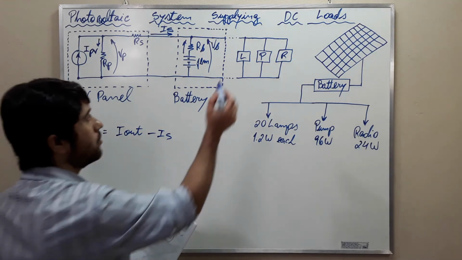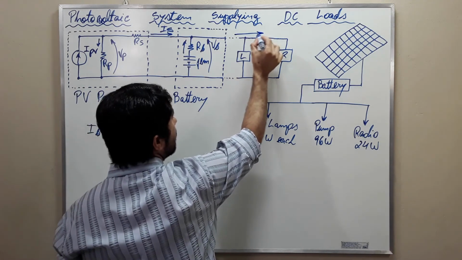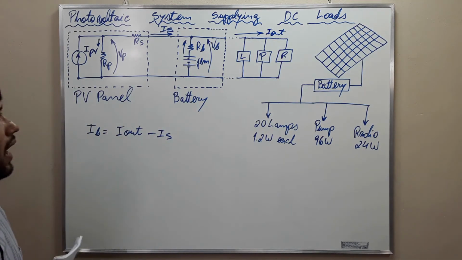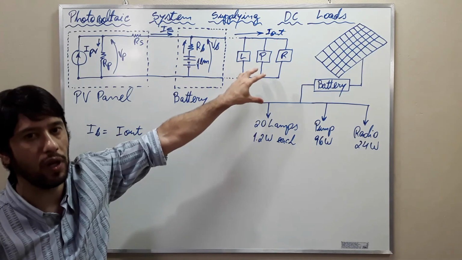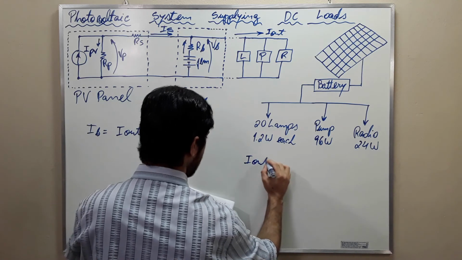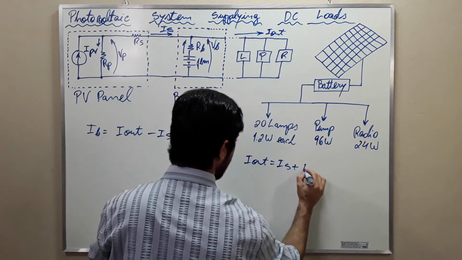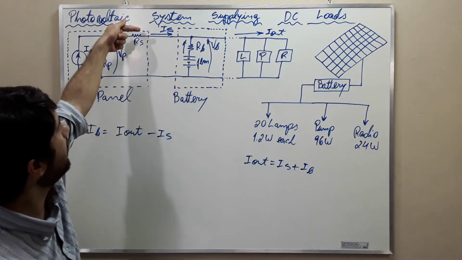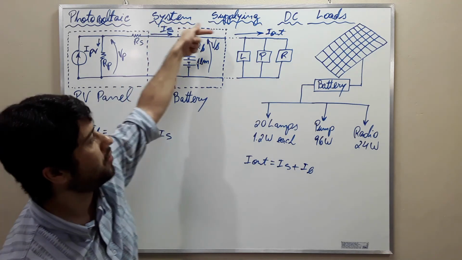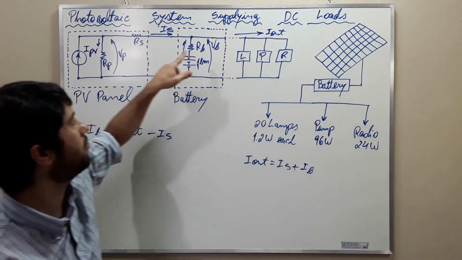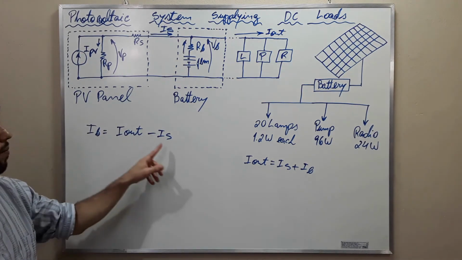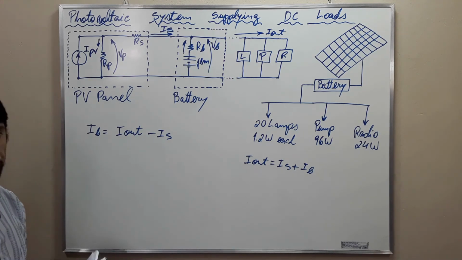I out minus IS. Where is I out? I out is this current here. I out is the current that goes to the loads. So I out is equal to IS plus IB. IS there plus IB here makes up I out. I out is the sum of this current with this current here. And then IB is I out minus IS. How do we find I out?